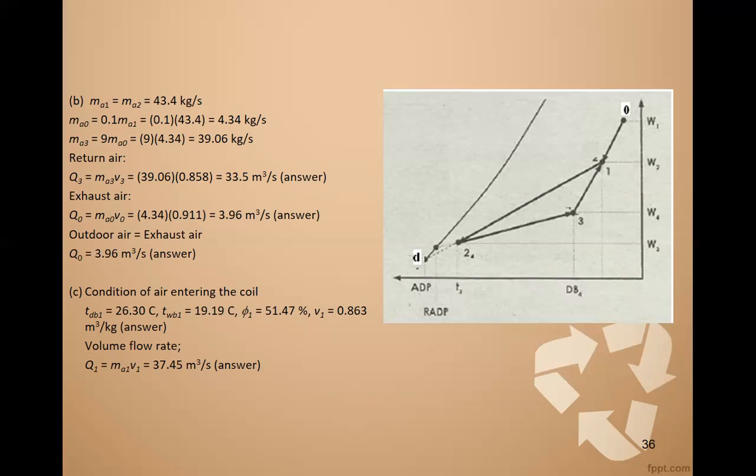So this is the answer. The outer air is equal to the exhaust air. Q sub O is equal to 3.96 cubic meter per second. So I have put my assignment there.